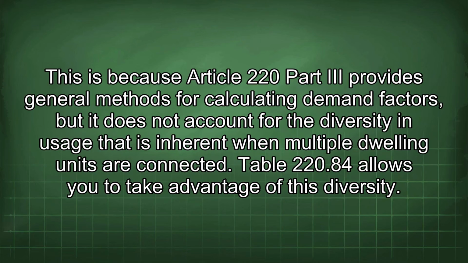This is because Article 220 Part III provides general methods for calculating demand factors, but it does not account for the diversity in usage that is inherent when multiple dwelling units are connected. Table 220.84 allows you to take advantage of this diversity.